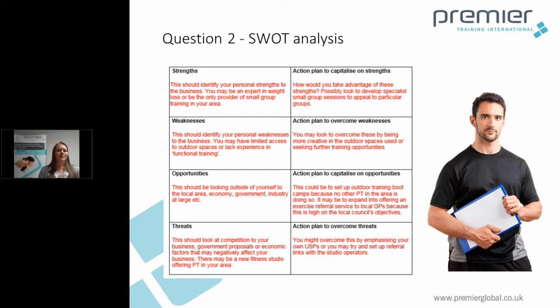So as an example for strength, you should identify your personal strengths to the business. For example, you could be an expert in weight management or weight loss, and you could be the only provider of small group training in your area. In terms of an action plan, you need to think about how you could capitalise on these strengths. So could you look to set up a specialist session or group to appeal to these target markets? This question carries 8 marks. You do need to score 1 mark per box in order to achieve the minimum marks for this question.